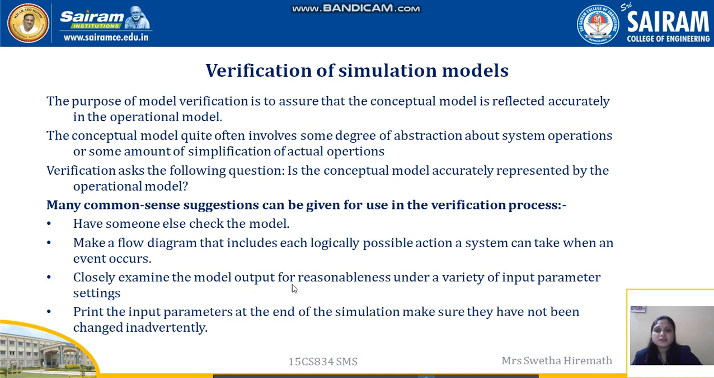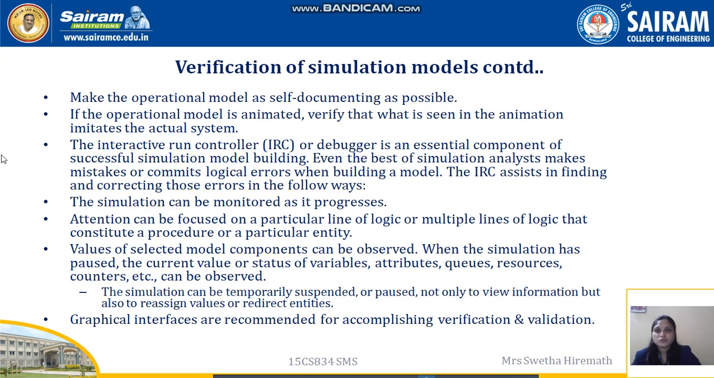Then third is to closely examine the model output for reasonableness under a variety of input parameter settings. The next step is to print the input parameters at the end of the simulation. Make sure they have not been changed inadvertently. So whatever input parameters we have used in our simulation model, whether in the conceptual model or the operational model, in both we have to compare whether we are using the same input parameters or not. If any changes are made, then we can easily identify what has been changed, and we can go for the corrections. Next is to make the operational model as self-documenting as possible.